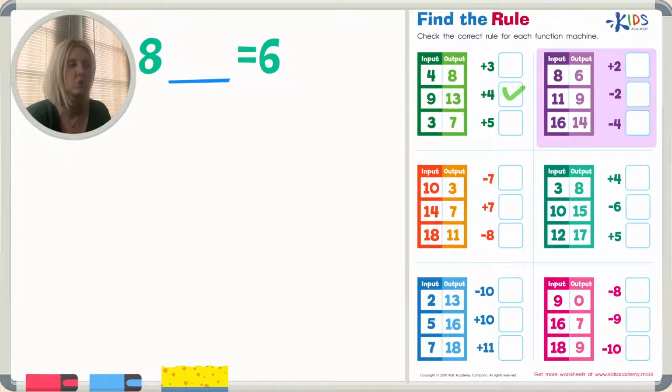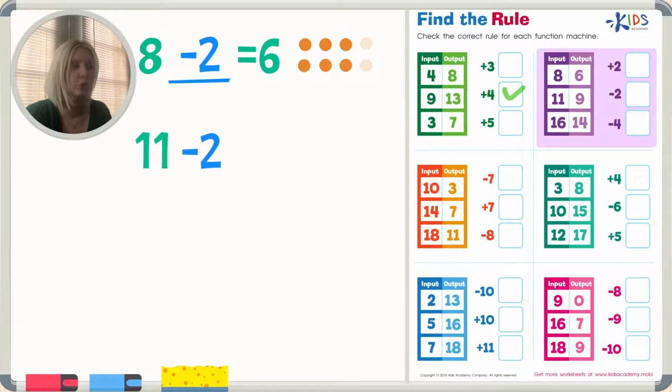8 minus 2 equals 6. And let's go ahead and draw this out. 1, 2, 3, 4, 5, 6, 7, 8, okay? And then I'm going to take away 2. 1, 2, and then I'm left with 3, 4, 5, 6. I'm left with 6. So that is the correct answer, but I want to make sure that it works on all of them. So I'm going to do 11 minus 2 equals 9.